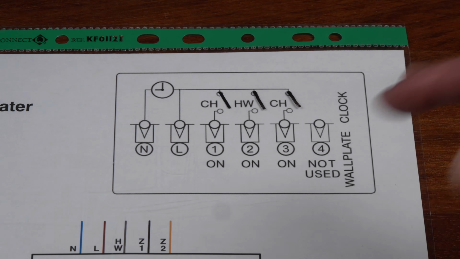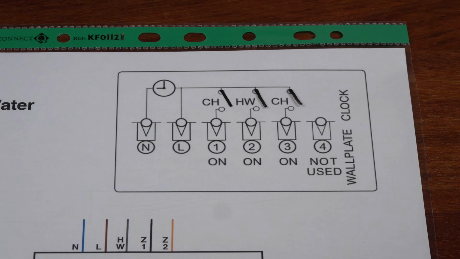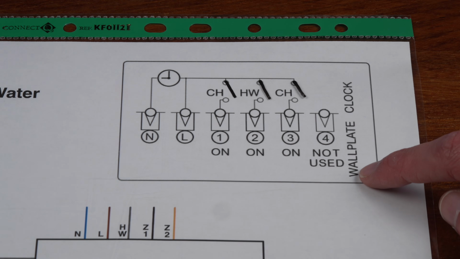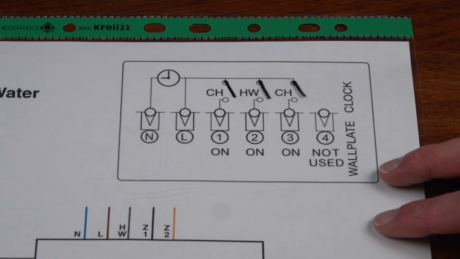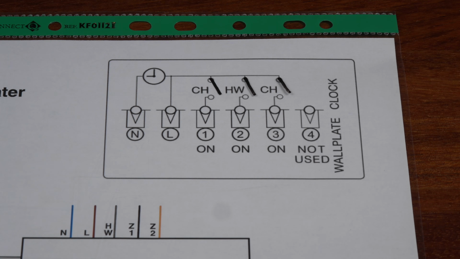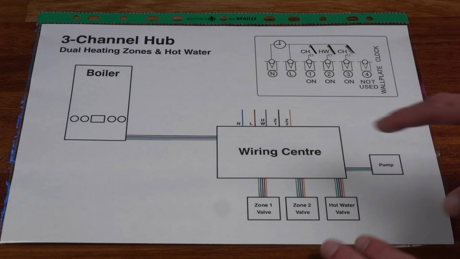You'll also notice that we no longer have any terminals that are connected when it's switched off. So you can see on the 2-channel hub, we have these off terminals that are connected when the heating's turned off. We don't have that on the 3-channel hub. We just have these on terminals. Although this isn't an issue at all, since the vast majority of heating systems will only need these types of terminals. Then, like before, we have a wiring centre.